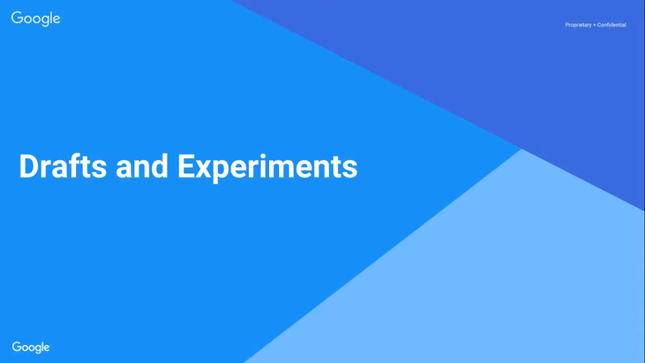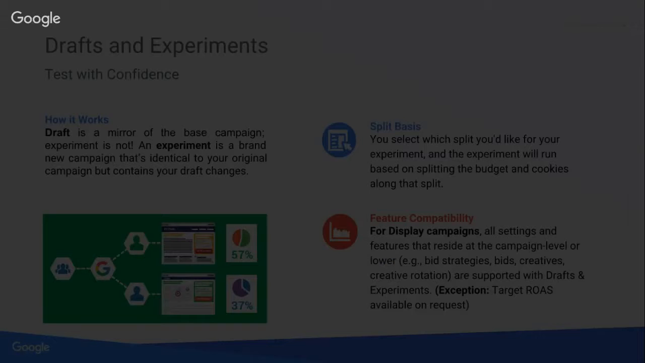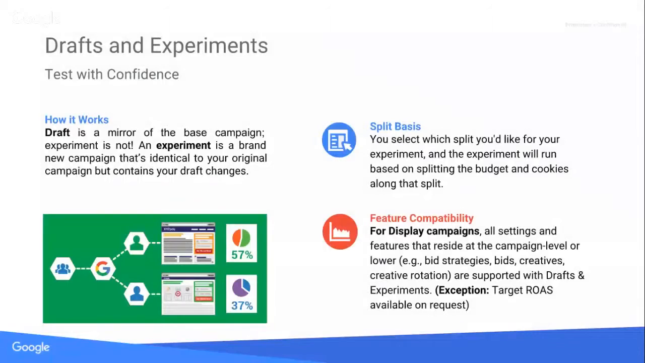Now we're almost approaching the last leg of our Hangout today. This is our license to test with confidence. What we do is campaign drafts and experiments. In one line, think of a draft as a mirror to your campaigns, while experiments are the actual testing environment. An experiment is like a brand new campaign, which is identical to your original campaign, but contains your draft changes.